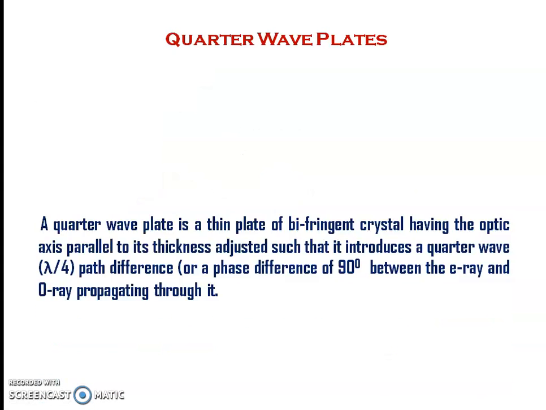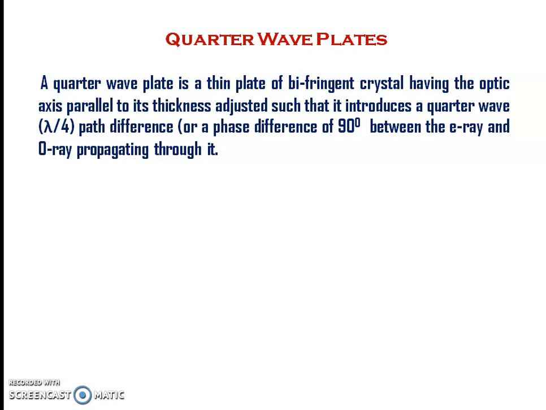Now, what is a quarter wave plate? A quarter wave plate is a thin plate of birefringent crystal having the optic axis parallel to its thickness, adjusted such that it introduces a quarter wave, that is lambda by 4 path difference, or a phase difference of 90 degrees between the E ray and O ray propagating through it.